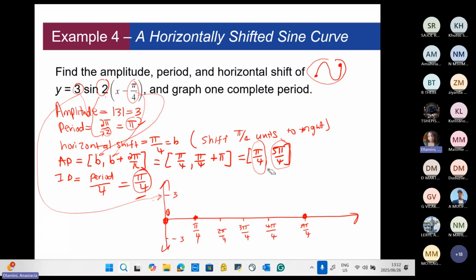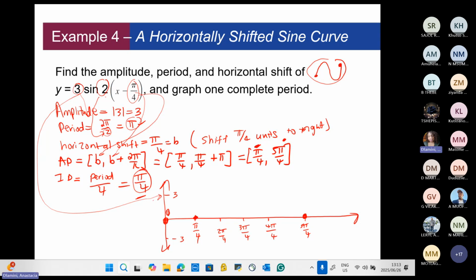It says, yes, I know that I have to write between 0 and 4, but do I just put points? No, you use the ID. How do you find the ID? You say period over 4, and we know our period is pi. Then you say, I have to start from this lower bound and end at this upper bound, but I move in steps of pi over 4.